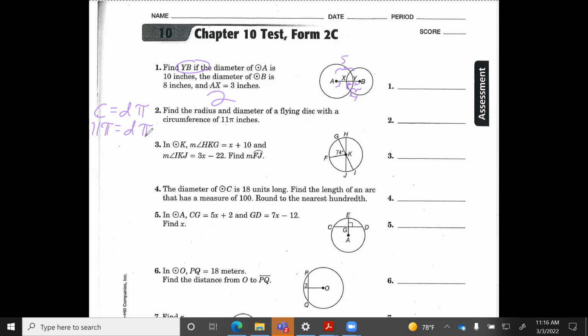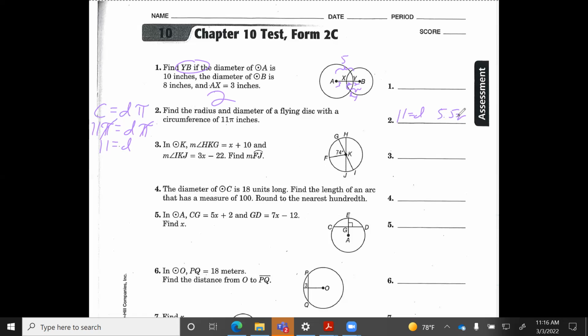What's my diameter? Pi on both sides. Divide it off. Those cancel. My diameter is 11. So that's my first answer. Second answer, I will need the radius. What's the radius compared to the diameter? Radius is 5.5.